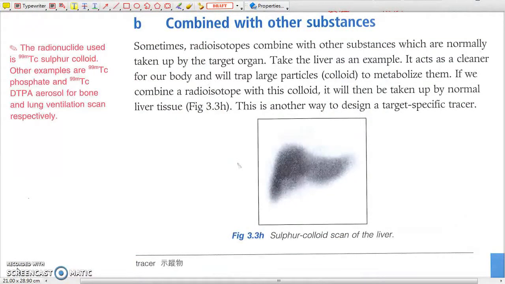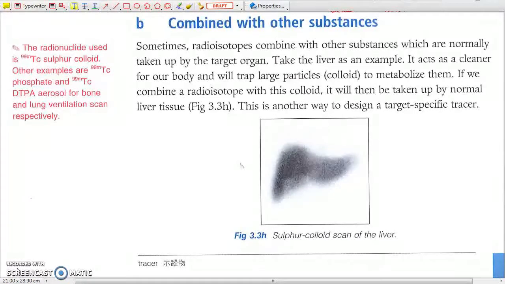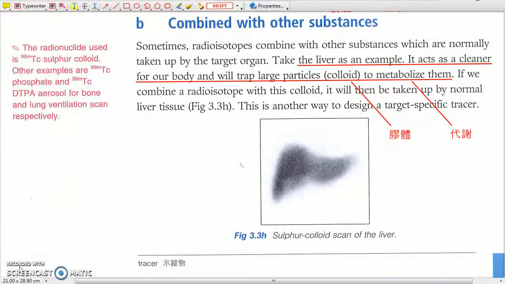B. Combined with other substances. Radionuclides may be introduced by combining with substances that are normally absorbed by the target organ. The liver absorbs colloid, which is large particles in the blood, to metabolize them, which means to break them down into smaller particles. So doctors combine radionuclides with colloid and use them as tracers to produce radionuclide imaging.